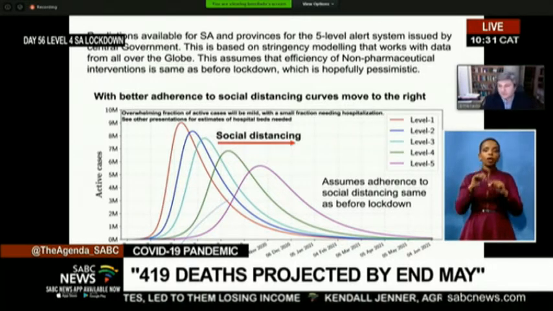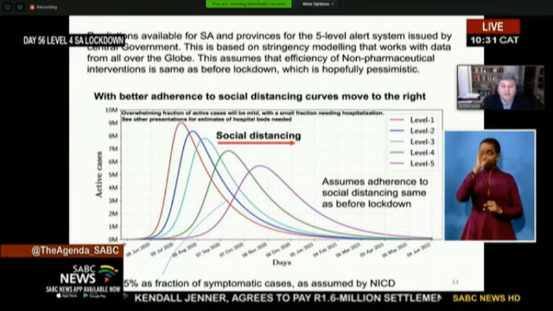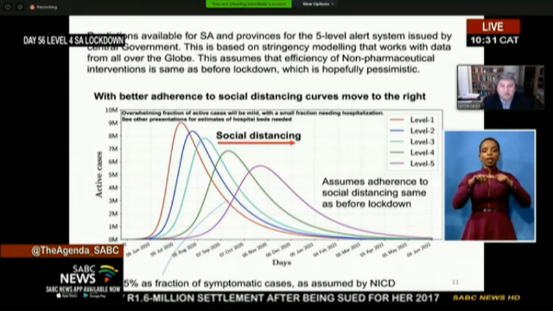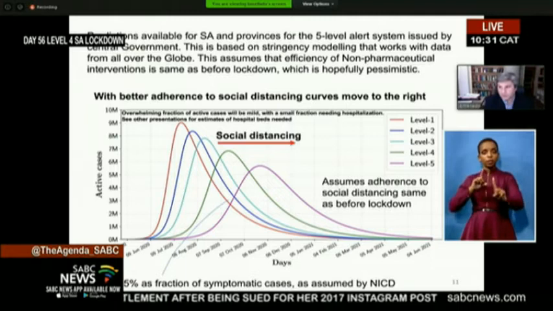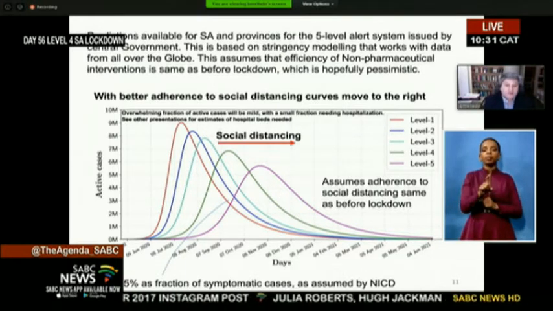Now, this assumes, and this is very important, and has been alluded to by other speakers, that the level of social distancing is coming from before lockdown, which was, of course, very loose. This is obviously a very pessimistic picture. So let's look at the data.